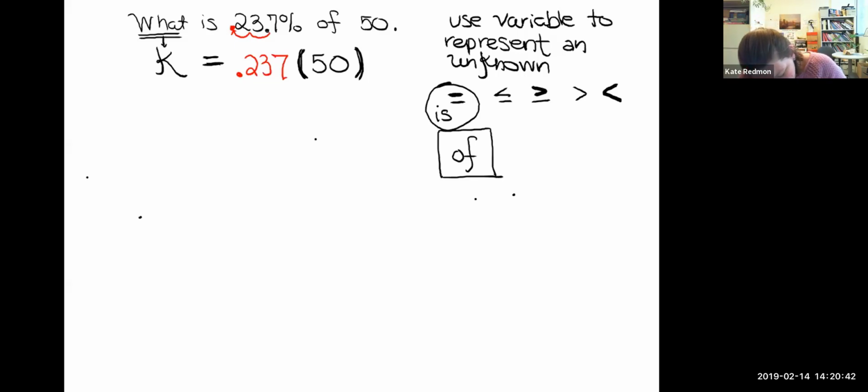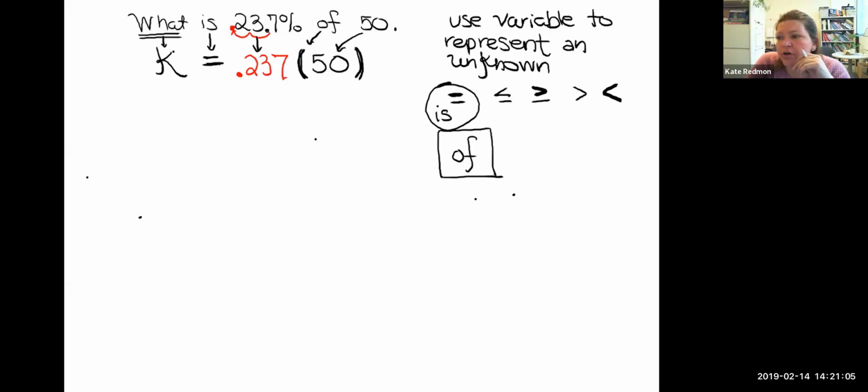What? I use an unknown. Is an equal sign. A percent, I would convert into a decimal. I could also convert it into a fraction, but in this case, a decimal was much easier. Of means multiply, and of course, 50 is just 50. And I've done a word for word literal translation. That's why I call it direct translation.